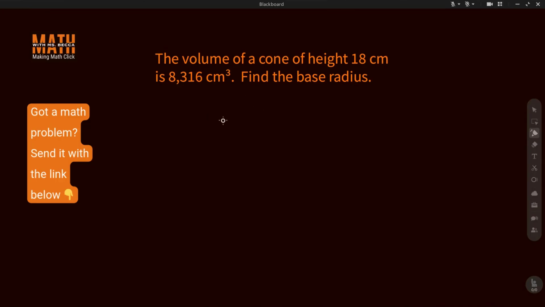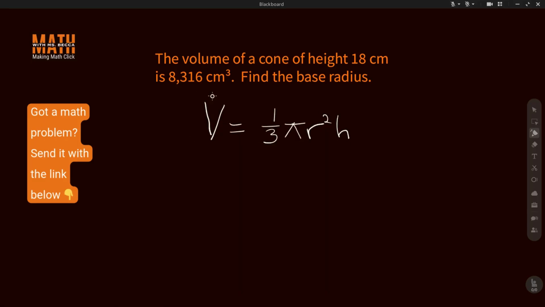The first thing we need to know is the formula for the volume of a cone. What is the volume of a cone? The volume of a cone is 1/3 of pi r squared h.